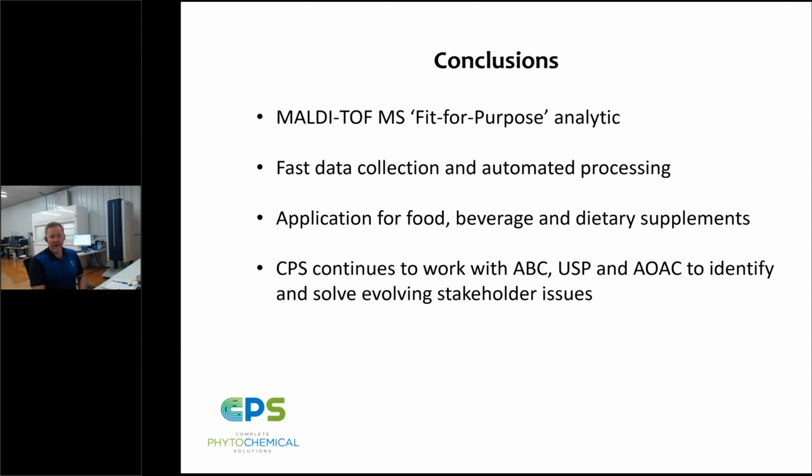For instance, in those instances, we could look at proteins or peptides. If we were to analyze oils, we may be looking at phospholipids. And when we look at fish and meat, we would be looking at protein analysis. So this is a very robust platform. Complete Phytochemical Solutions will continue to work with the American Botanical Council, the U.S. Pharmacopeia, and AOAC to listen to stakeholder concerns, identify and solve evolving stakeholder issues.